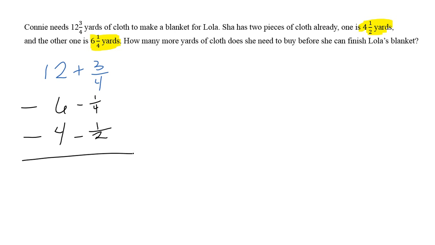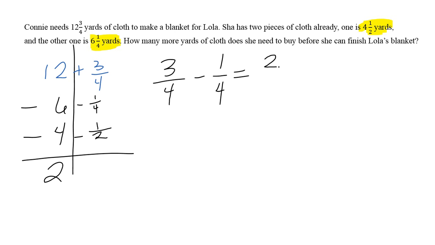Okay, and then I'm just going to treat these like separate columns. Okay, so 12 minus 6 is 6. 6 minus 4 gives me 2. Okay, here I've got 3/4 minus 1/4. Well, 3/4 minus 1/4, that gives me 2/4. And I can reduce this. They both divide by 2, so 2/4 is really 1/2.